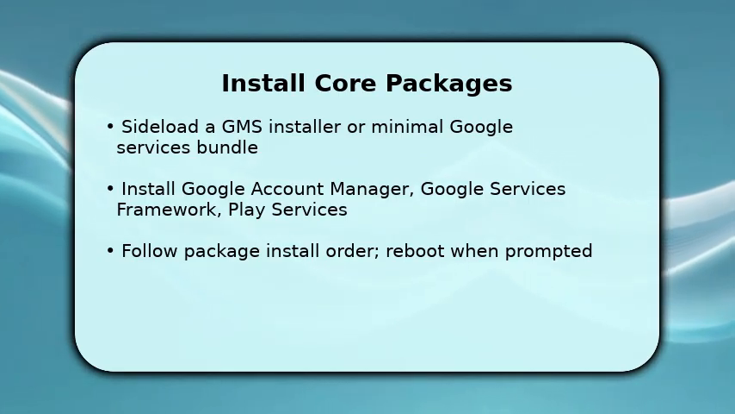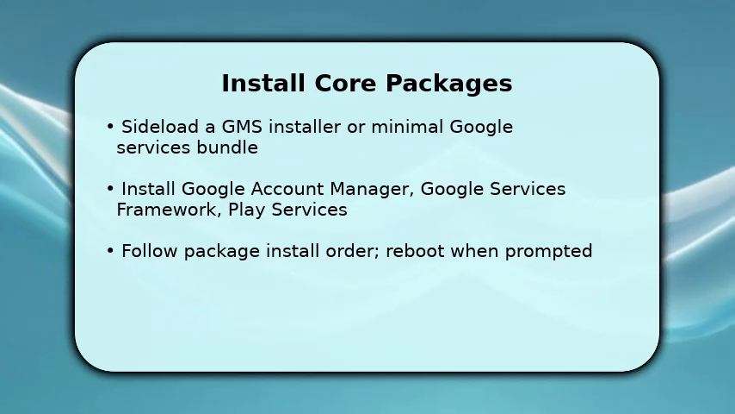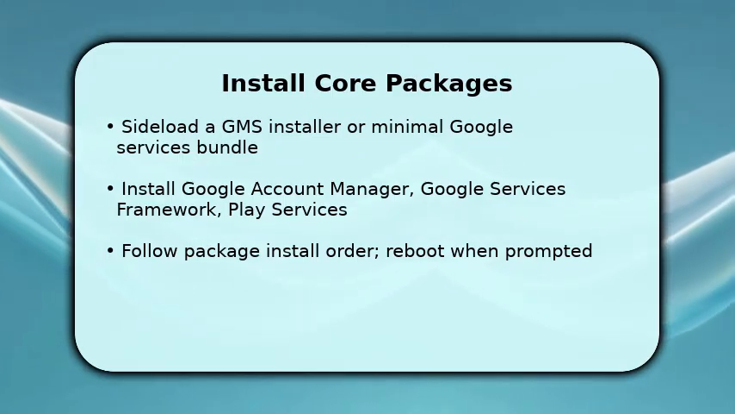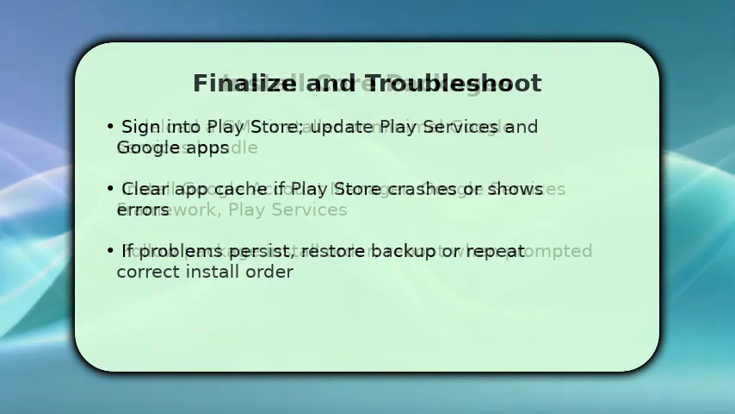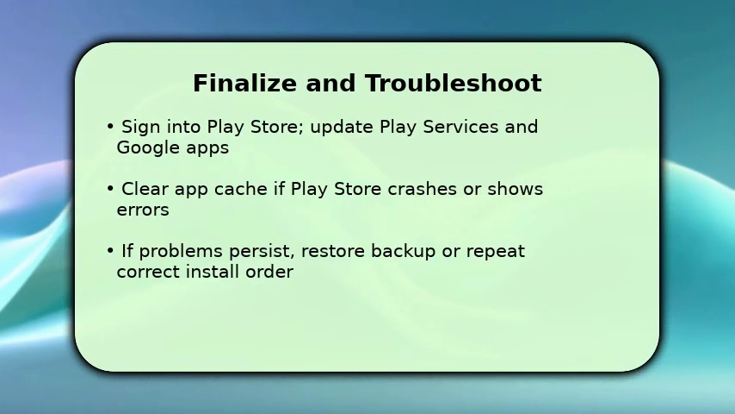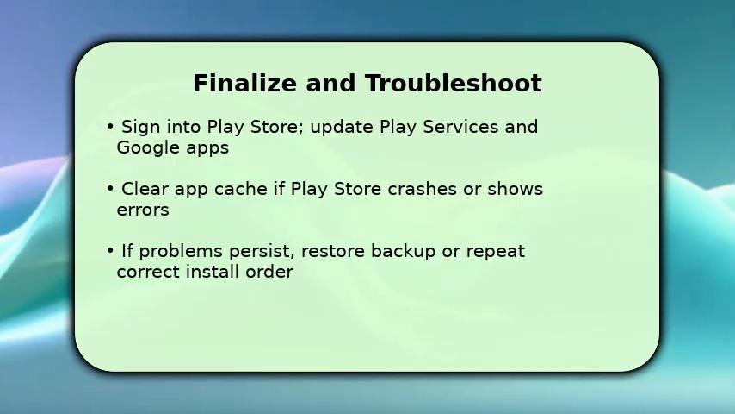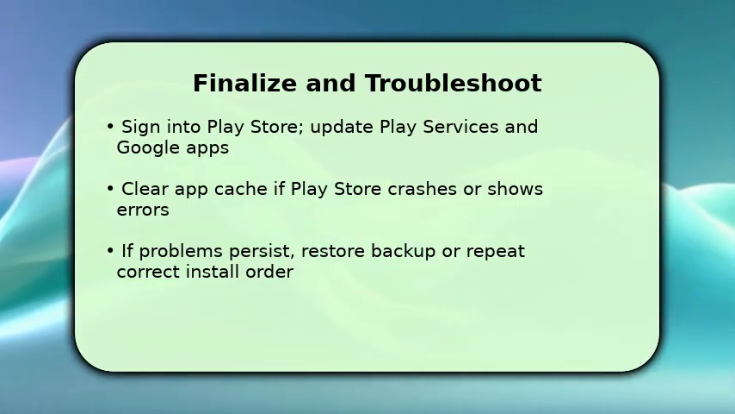If an installer offers a patch for your MIUI, apply it as instructed, because mismatched versions usually cause sign-in or sync. You finish by signing into the Play Store and updating Play Services and Google Apps to the latest compatible versions. This resolves many runtime issues.